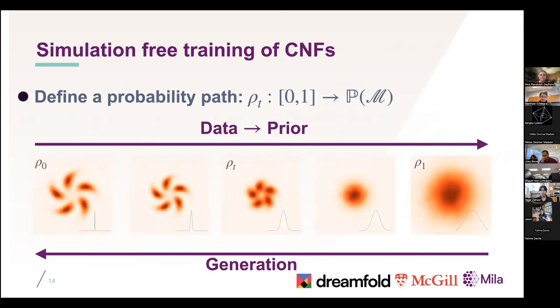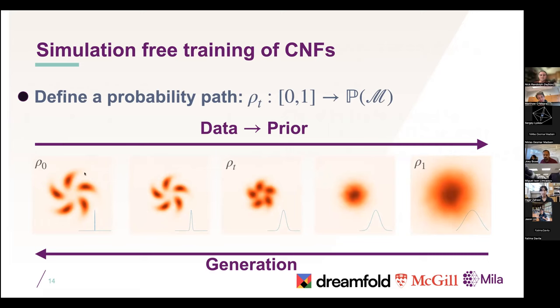So how do we make simulation-free CNFs, right? One way to do it is to say, well, let's define a probability path. So what is a probability path? A probability path is a one parameter diffeomorphism, the parameter being time, such that at every point in time, you have some sort of evolving probability distribution.